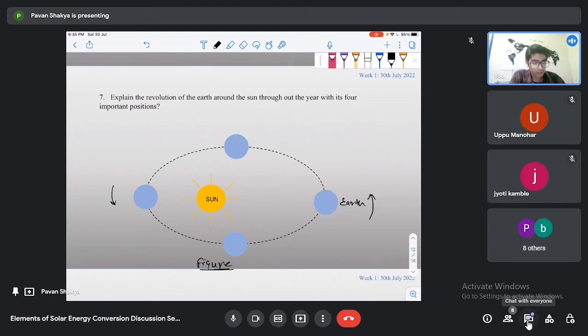Now I will discuss how the seasons change and how the days happen throughout the year. As we know, our earth is tilted towards the sun. Suppose this is the axis of earth. We can see that it is not perpendicular to the plane of orbit. So this one is tilted.